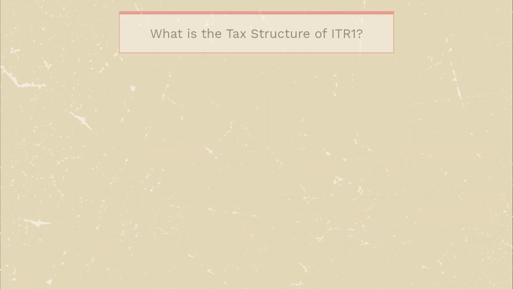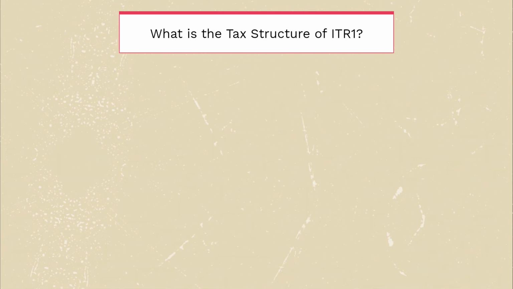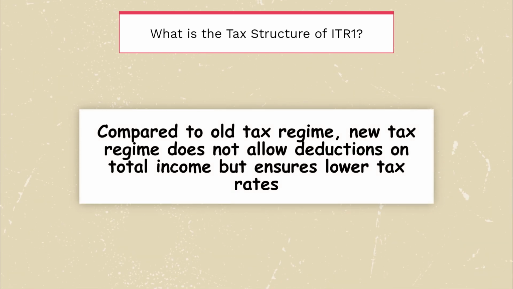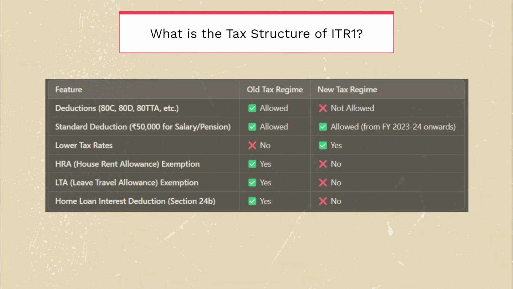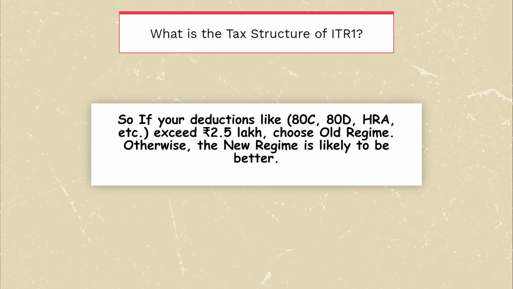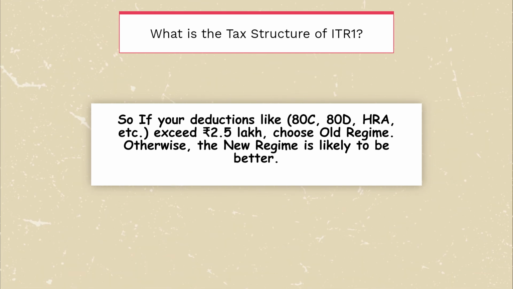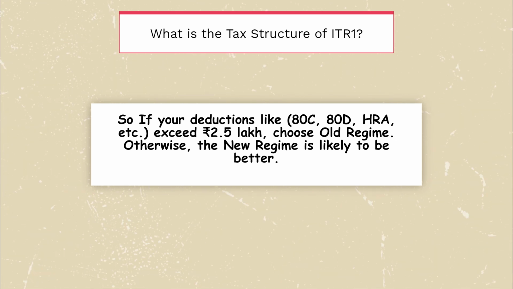Now, let's understand what is the tax structure of ITR-1 in old and new tax regimes. Compared to old tax regimes, the new tax regime does not allow deductions on total income but ensures lower tax rates. You can see the image on the screen which shows the tax structure of the old as well as the new tax regime. So, if your deductions like 80C, 80D, HRA exceed rupees 2.5 lakhs, choose old regime. Otherwise, the new regime is likely to be better.